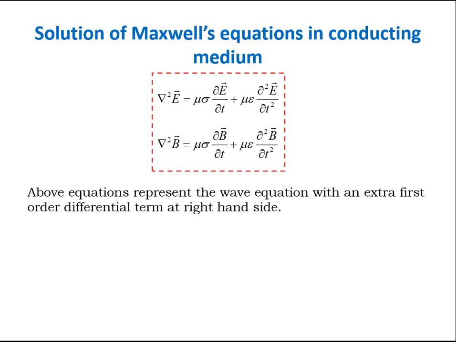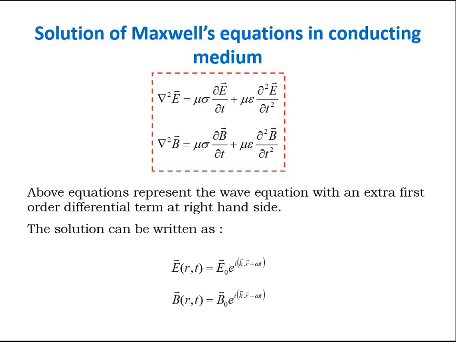Since these are wave equations, the solutions to them will be wave solutions of E and B, like we had in case of free space and dielectric medium. Then what is the difference in this case? Let us discuss this. If you remember the wave equations in E and B for free space and compare them with those for conducting medium, then you will find this extra term with the differential of the field with respect to time. And we need to find the effect of this extra term in case of conducting medium.